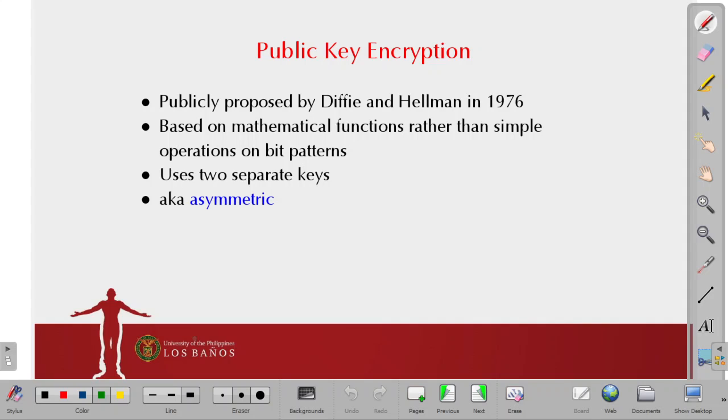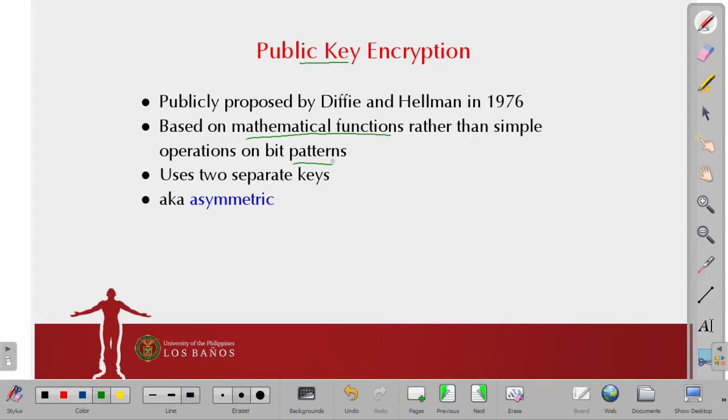So in this lab we're going to look into public key encryption. Public key encryption was initially introduced by Diffie and Hellman in 1976, and this is based on mathematical functions rather than simple operations on bit patterns.